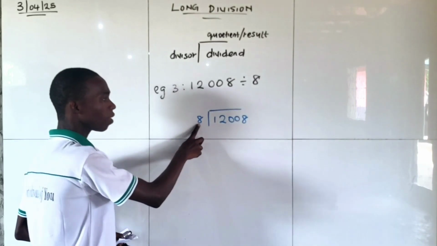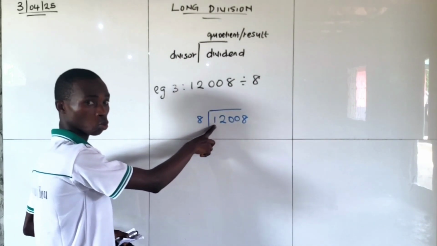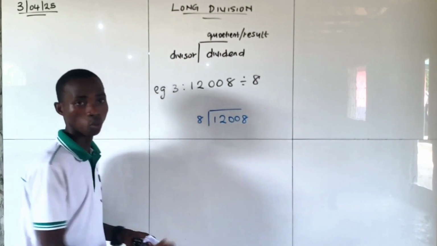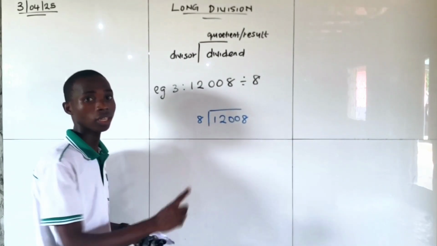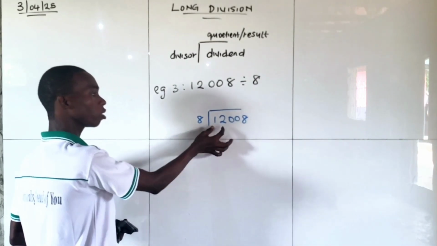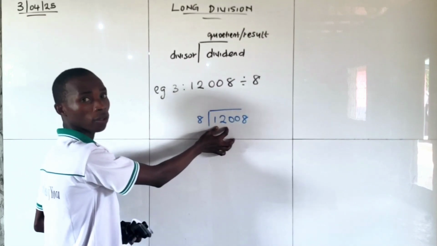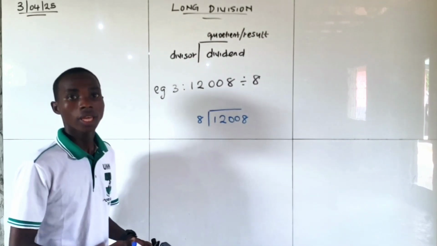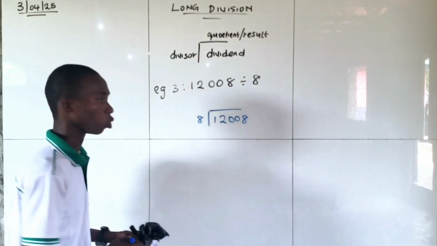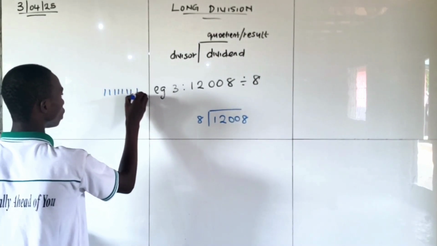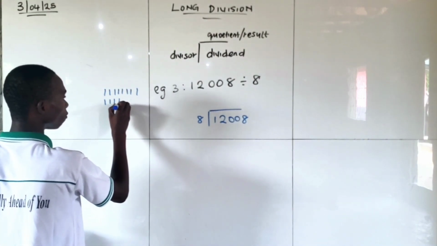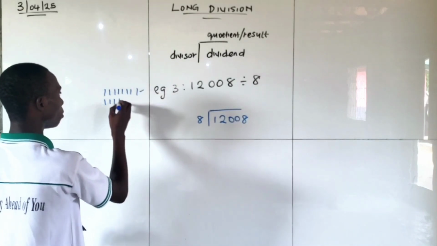Now, the divisor here is greater than this dividend, which is 1 here. So 8 cannot divide 1 because I told you that when the divisor is greater than the dividend, you cannot divide. You take a 2-digit number. So we take 12, so that 8 can divide the 12. Now, 8 divided by 12 will give us what? Now, let's count it. 1, 2, 3, 4, 5, 6, 7, 8, 9, 10, 11, 12. So we are having just 1, remainder 4.